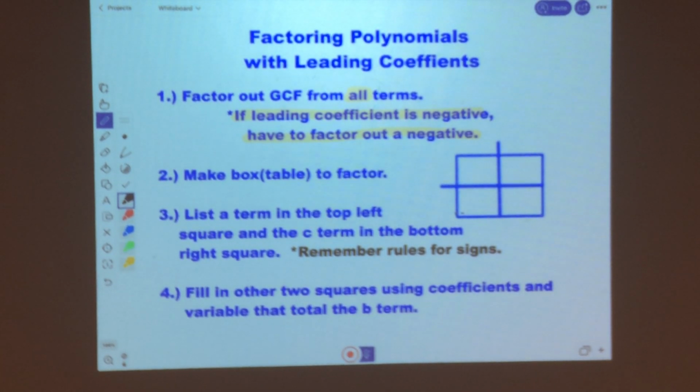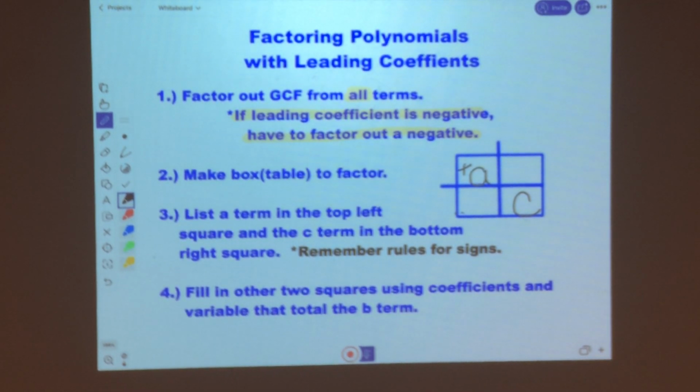And then what we do is we list our A term in the top left box and our C term in the bottom right box. Now you remember that this A term has to be positive because if it was negative, we already factored it out.